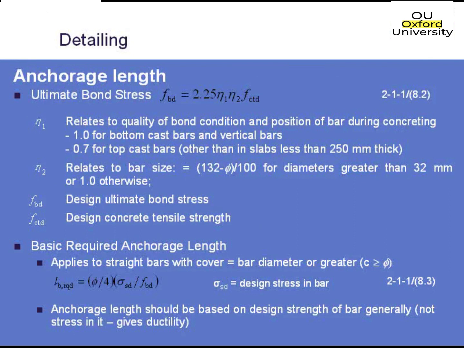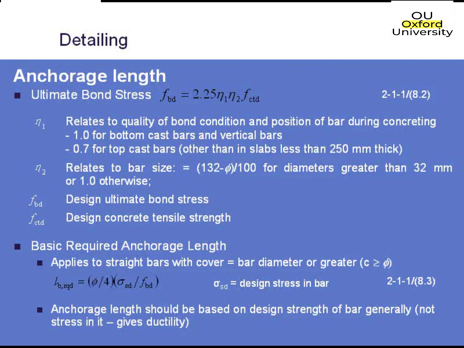Basically, if you've got a bar sitting at the bottom, you have an N1 factor of 1, and if you've got a bar sitting in the top, you've got an N1 factor of 0.7. And that's basically just to allow for the fact that the concrete in the bottom of the slab is probably better compacted than the concrete in the top of the same slab.